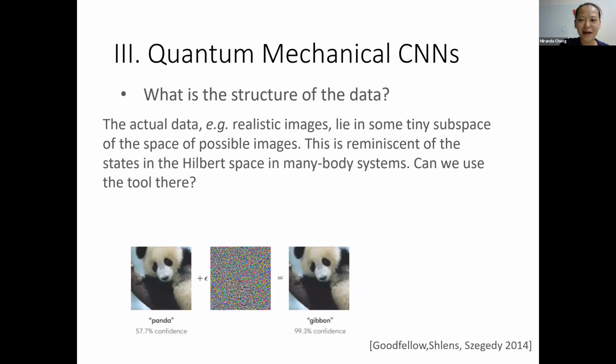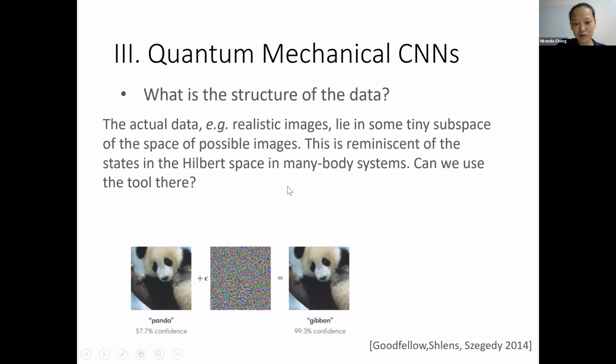So first, to explain why to ask this question. We have the curse of dimensionality in image processing, obviously, the number of possible images grows exponentially, right? And this is exactly the same as in a quantum many-body system. But we also know that the actual data, namely realistic images as opposed to white noise, lie in some tiny subspace of the space of possible images. This is very reminiscent of the states, at least the states below a certain energy level, in the Hilbert space of many-body systems.